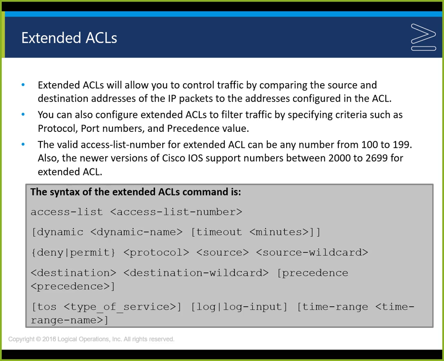Extended access lists give you more information. They let you control traffic by comparing the source and destination addresses configured in the ACL. Extended lists filter traffic by protocol, port numbers, and precedence values. Valid ACL numbers for extended are 100 to 199. You'll notice there's one more here because you can't use 0. And 2000 to 2699, so almost 700 of them there.